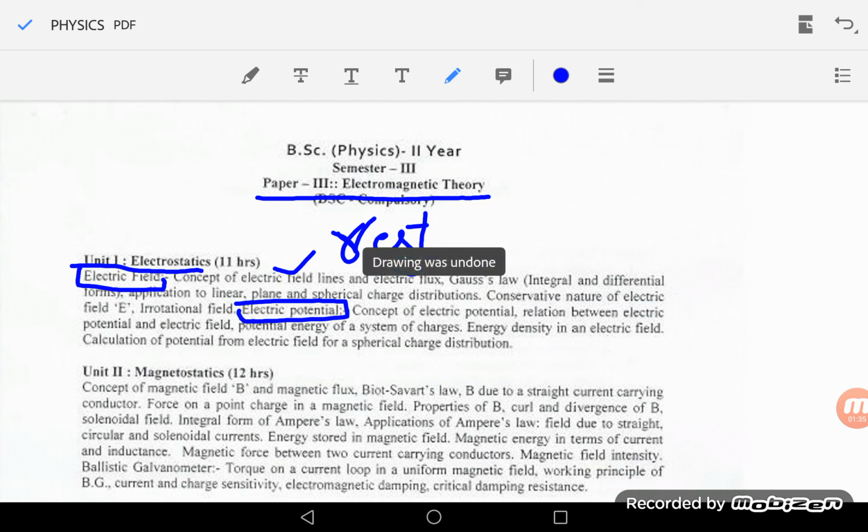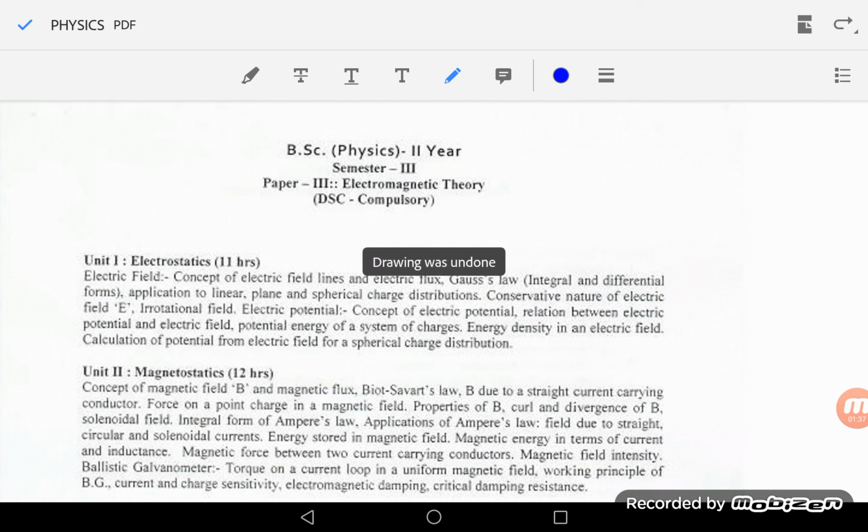If we move to the second part of unit 1, it is about the electric potential. So what is electric potential, and how do we make a relation between electric potential and electric field, and also the potential energy of the charges and its energy density, and finally how we can derive the famous electric potential from the electric field by applying it to spherical surfaces. These are related to unit 1.